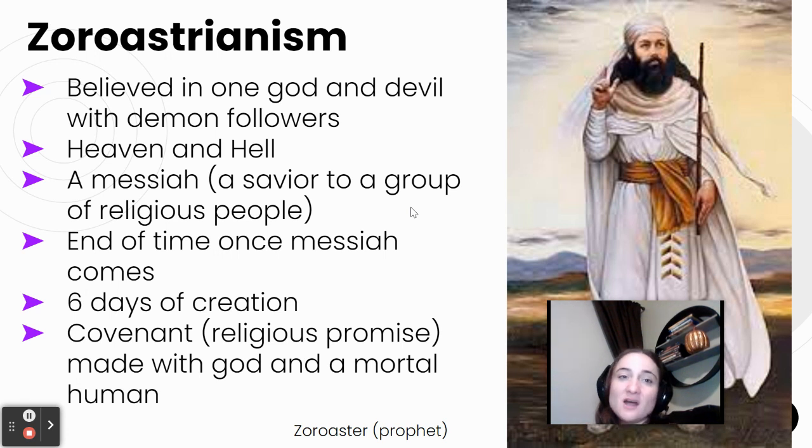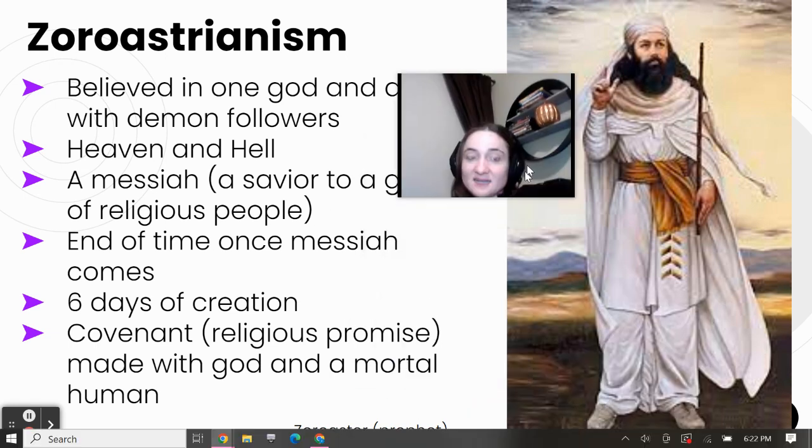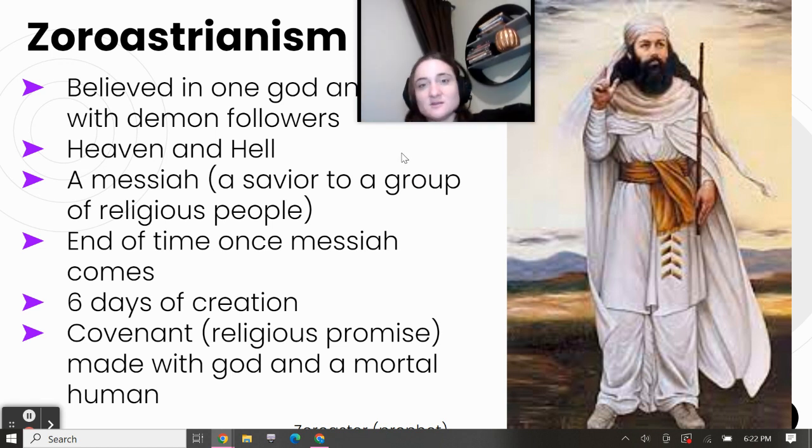All right, so they also believe in one god and devil with demon followers. They believe in a heaven and hell. They believe in a Messiah. Messiah is a savior to a group of religious people. The end of time comes once the Messiah comes. Their holy text also talks about the 6 days of creation, that God made the earth and everything else. They have a covenant, which is a religious promise made with God and a mortal human whose name is Zoroaster. And this is a picture of him right here.